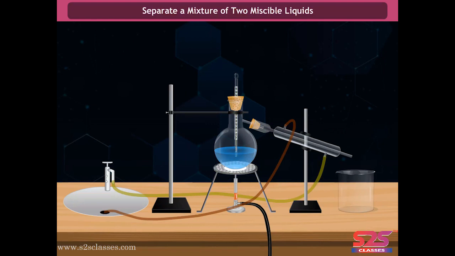Separate a mixture of two miscible liquids. Let us try to separate acetone and water from their mixture. Take the mixture in a distillation flask. Fit it with a thermometer. Arrange the apparatus as shown here. Heat the mixture slowly, keeping a close watch on the thermometer, and observe.